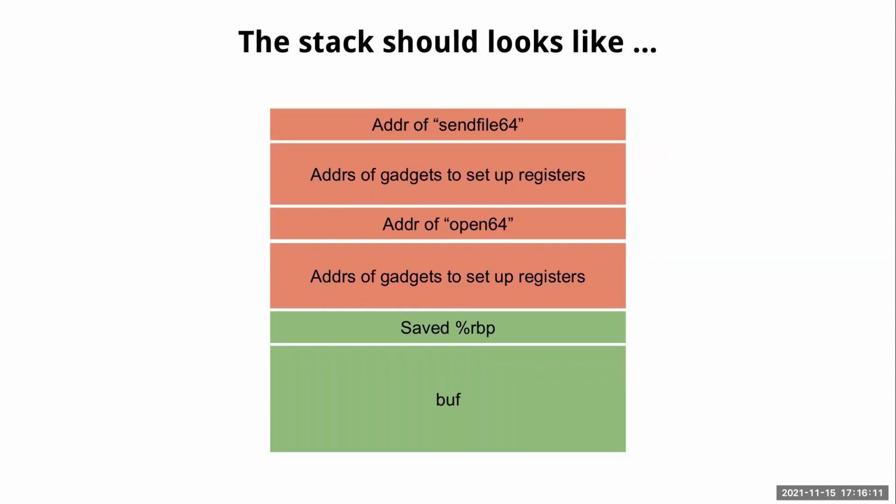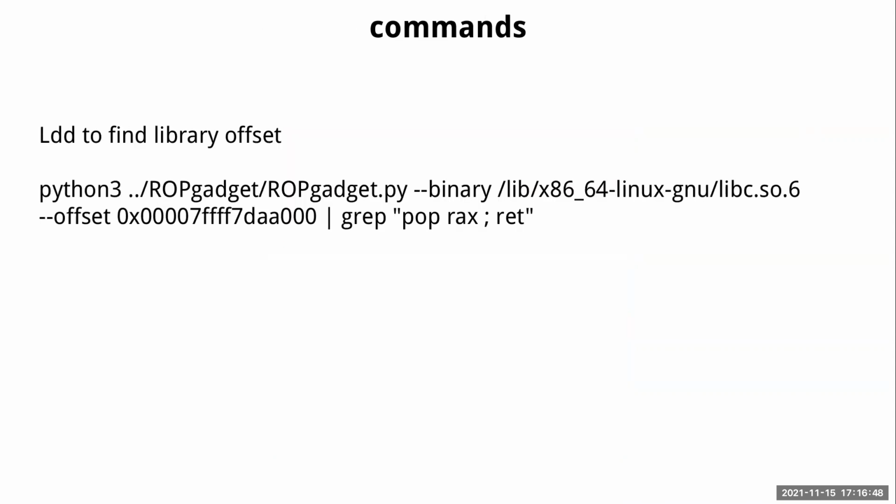Okay, so that's why our stack should look something like this. We first have many gadgets to set up the registers for the open64 function call. This is the 64-bit open64 function call. Then we have some gadgets to set up for the second function call, or library call, and it's sendfile64. And we're not putting any code on the stack in this. Okay, so those are the commands you can use to find those gadgets.